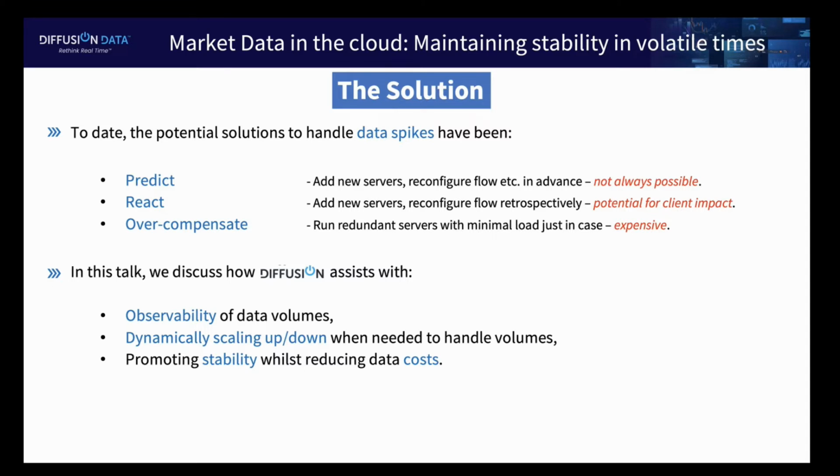Now, the services provided by the cloud providers allow for much smarter solutions to be employed for market data in the cloud. And in this talk, we will discuss how Diffusion can assist with the real-time observability of data volumes. In fact, any metric can be monitored, not just volumes. We will illustrate how we can dynamically scale up and down when needed based on our clients' chosen criteria to handle volume spikes elegantly. And we will also show how we promote stability whilst reducing data costs. So we're able to recover from server failure when needed, whilst also powering down unused resources.